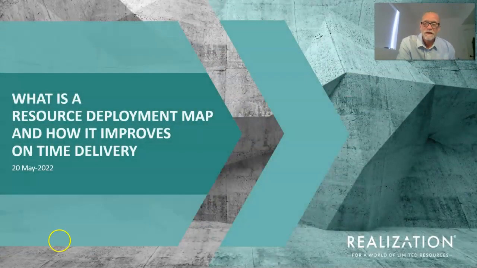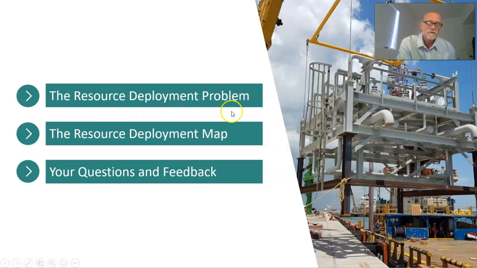In order to do that, I'm going to walk through what a resource deployment problem is, what the deployment problem is that we see today in projects that we're trying to solve, what this thing I'm calling a deployment map is, and then I'll leave room for questions and feedback.